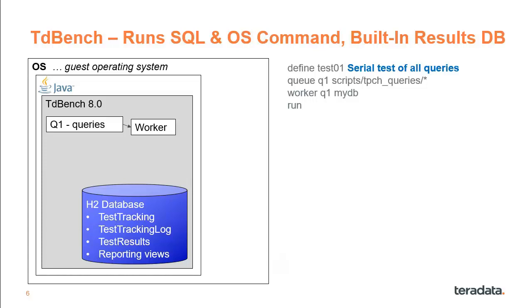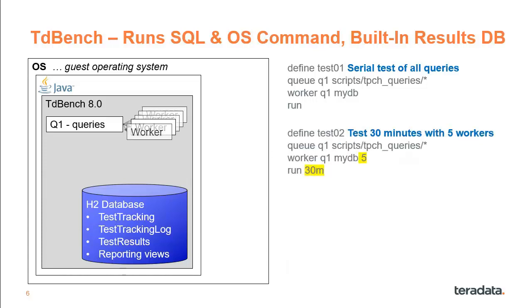This is a fixed work test. Test 2 will run the contents of Q1 continuously for 30 minutes using 5 workers and then stop submitting queries. This is known as a fixed period test.